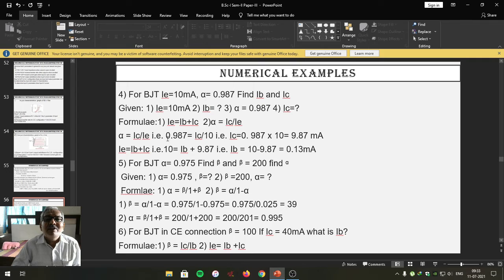Alpha is given, that is 0.987. IE is given, that is 10. It is IC upon IE. Therefore, IC is equal to 0.987 into 10, it is 9.87. Here we have calculated IC. Now we have IC, we have IE. So you have to calculate the remaining thing. So IE is equal to IB plus IC. IE is 10 equal to IB plus 9.87. Transfer the term, IB is equal to 10 minus 9.87. It comes to be 0.13 milliampere.